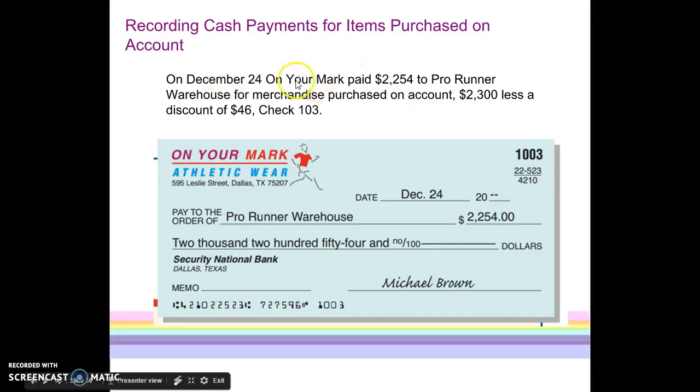On December 24th, On Your Mark paid $2,254 to ProRunner for merchandise purchased on account, $2,300 less a discount of $46. Check 1003 is our source document. So we are only going to write out the check for $2,254. However, this is applying to a purchase that we had recorded earlier on account as $2,300. So now how are we going to transact this so that we are still in balance?